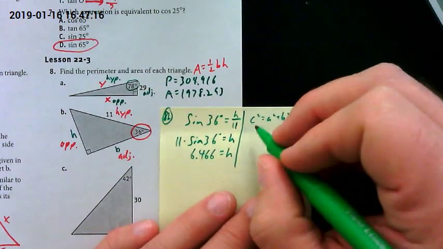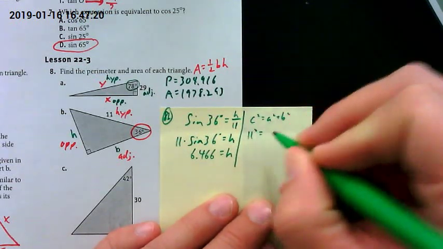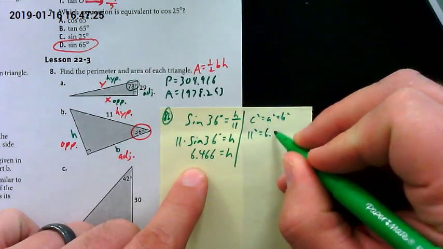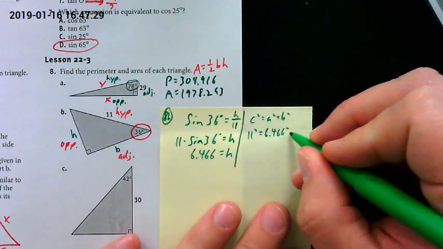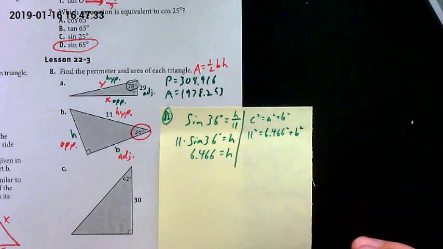But I'm going to show Pythagorean theorem since I haven't done one like that yet. So I got the 11 squared equals, well, I just found h was this, so 6.466 squared plus b squared.